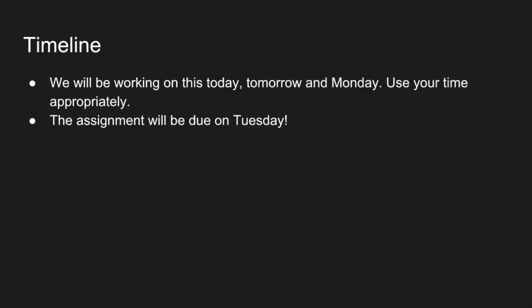Finally, just a real quick timeline for you. We will be working on this today. Tomorrow I will be there, and then on Monday, and that's it. So you really need to use your time appropriately. The assignment will be due on Tuesday so that I can get it graded and give you time to redo it if you need to. So really use your time wisely and effectively today.